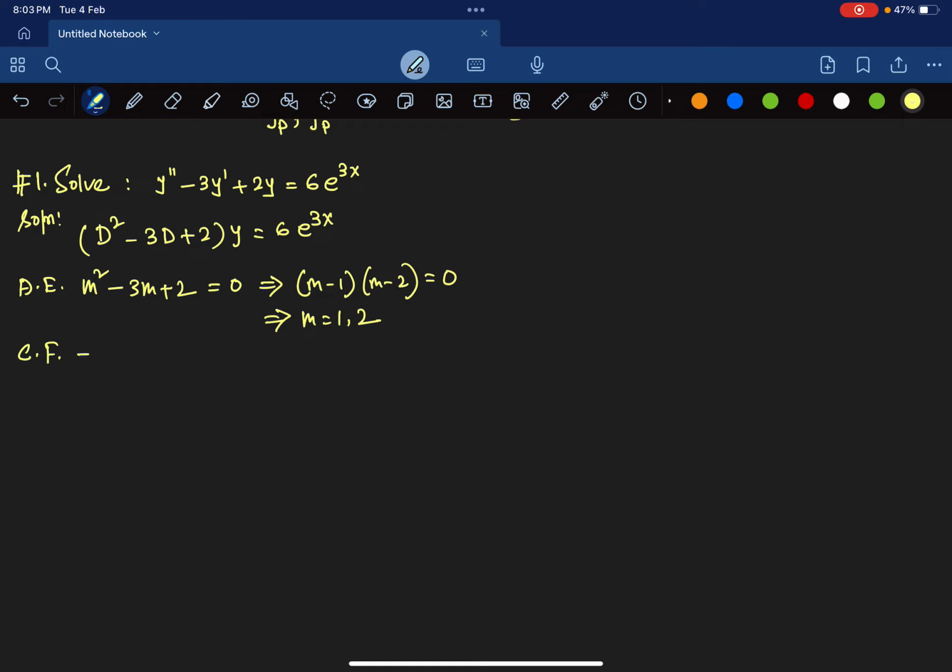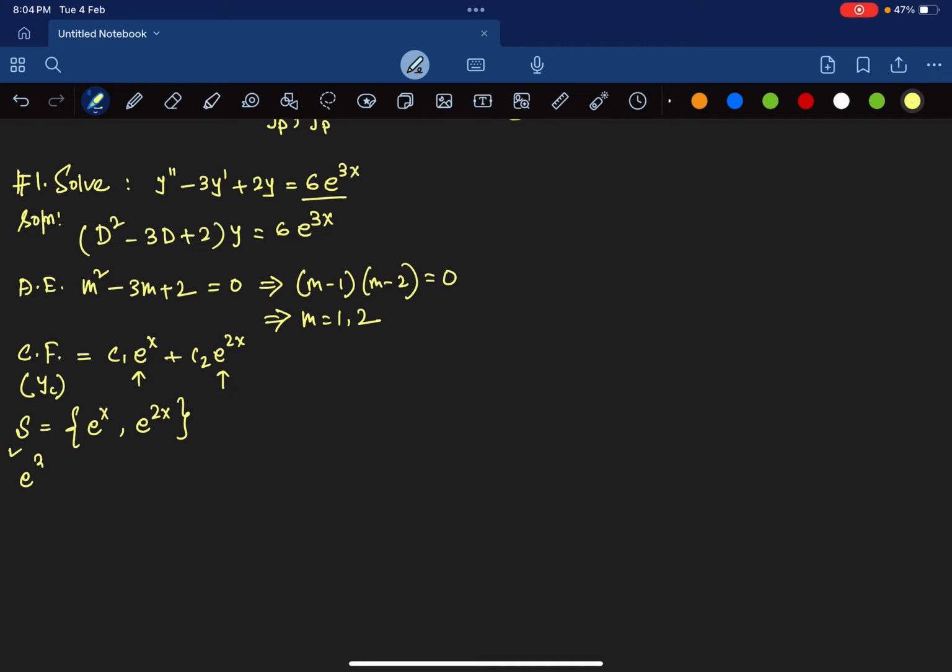So the complementary function you can write, that is yc = c1 e^x + c2 e^(2x). So this one and this one, they are the independent solutions, so S you can immediately write as {e^x, e^(2x)}. Now you can see the right hand side, what you have is 6e^(3x). Just forget the 6; e^(3x) is our main concern. But see, e^(3x) is not present here in S.